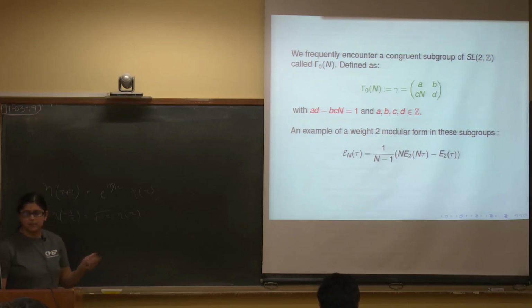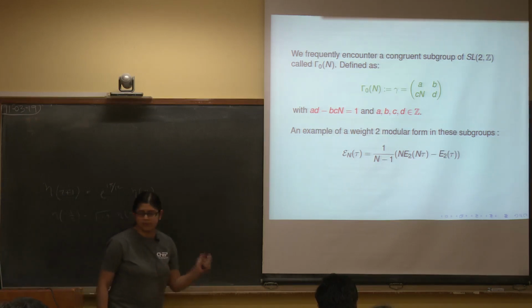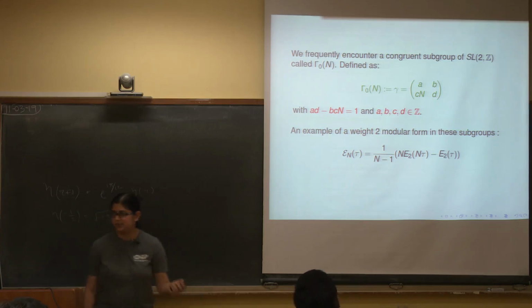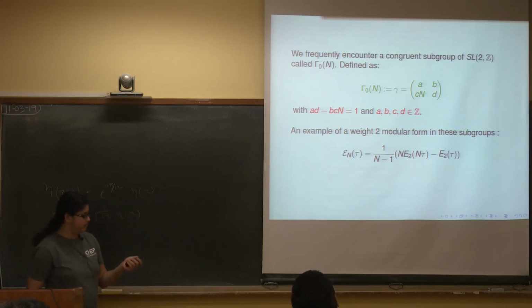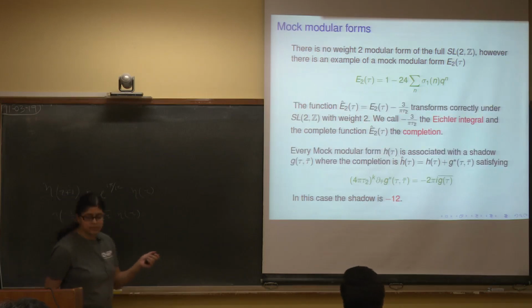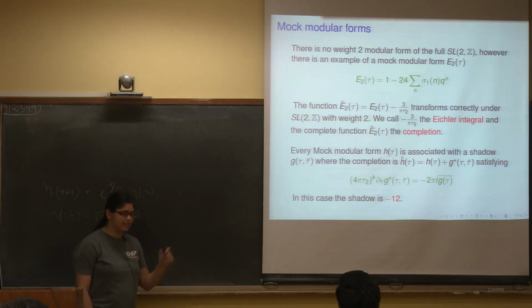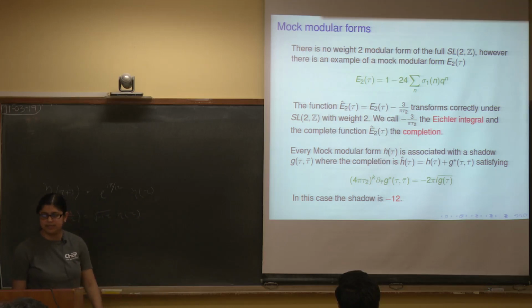We frequently encounter this gamma naught N group, which is a subgroup of SL2Z, and we have a weight 2 modular form in these subgroups, which is given in terms of the Eisenstein series of weight 2, which is not exactly a modular form, but a quasi-modular form. But when I introduce mock modular forms here, even though I'll actually talk about these at the end, it's easier to introduce them here.